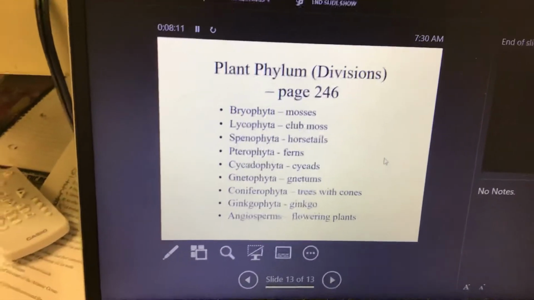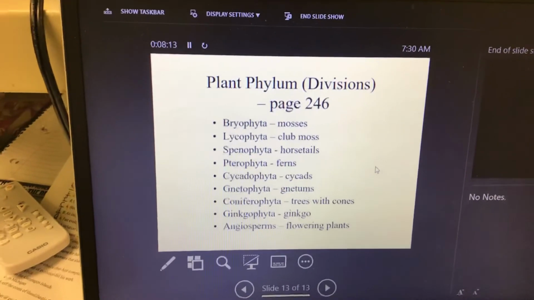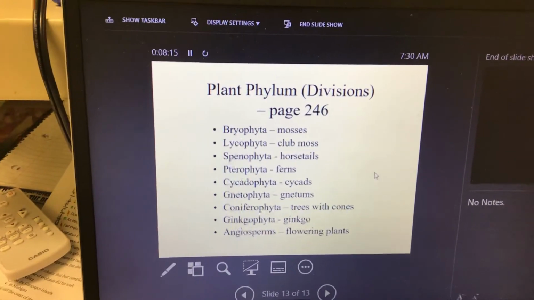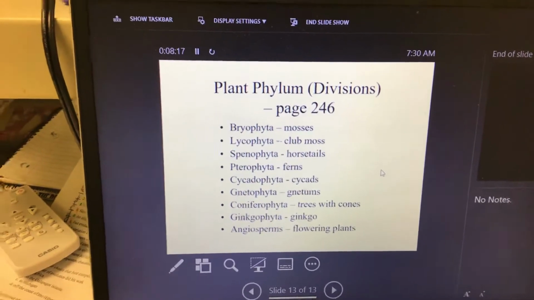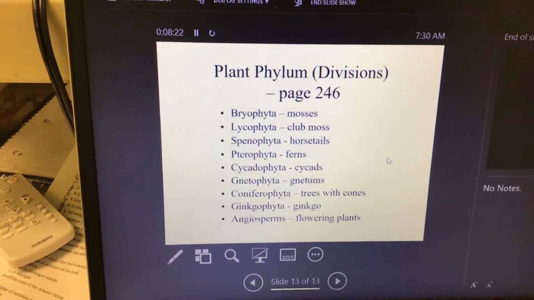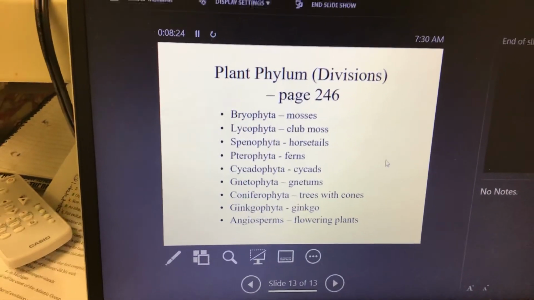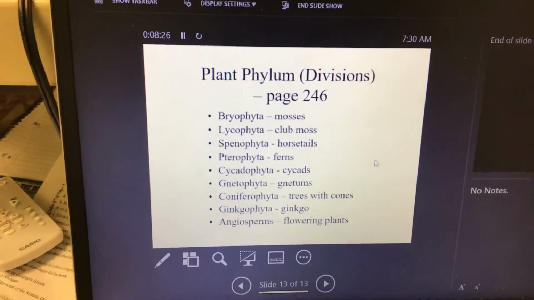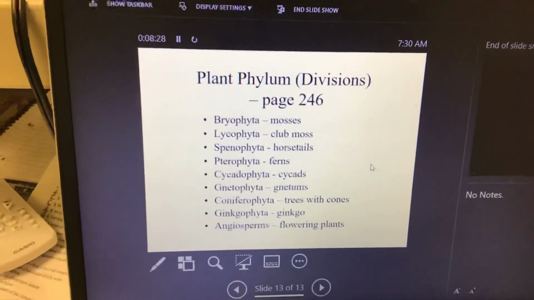Nothing right here, but here are some common plant phyla. Okay, you probably haven't heard of many of these. Coniferophyta, which is conifers, trees with cones, angiosperms, flowering plants. There we go.